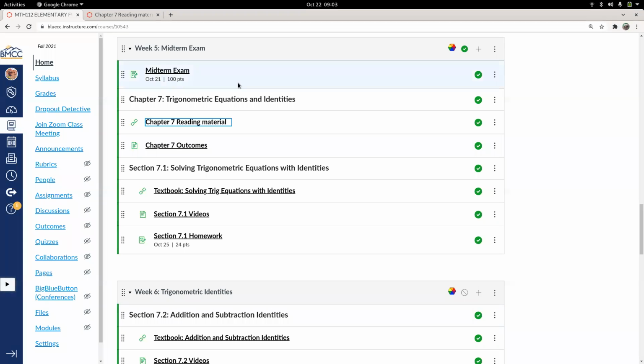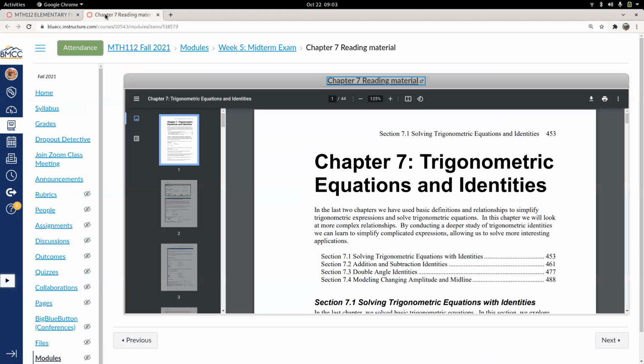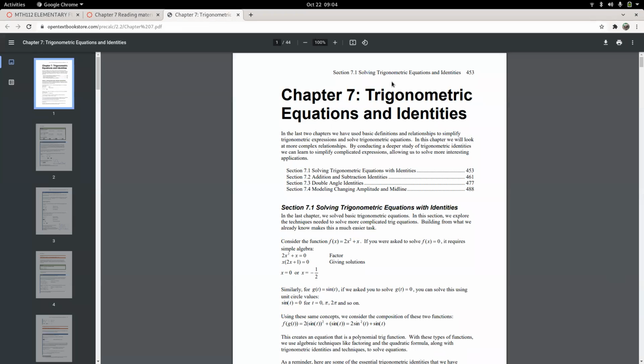All right, so we have more solving equations. This week we're starting out in chapter 7. There's a link to the textbook here. I usually pop it out into a window. And we're using identities, and we're just going to keep adding some more.